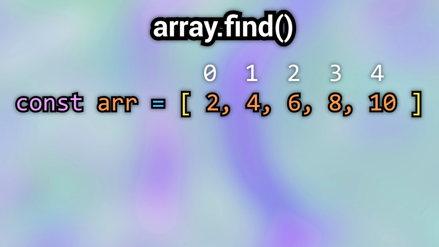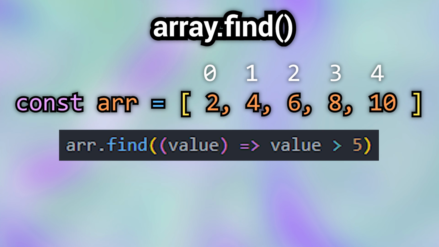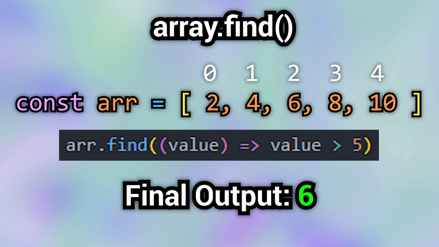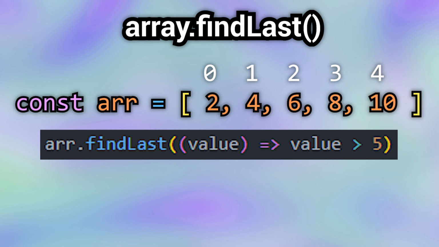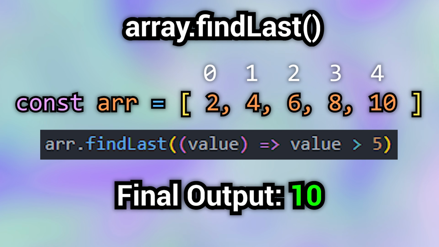The .find function works very similarly, but just gets us one value. So if we were looking for values greater than 5, it will return us 6. Similarly, the findLast function gives us one value, but finds the very last value. So it would give us a return value of 10.